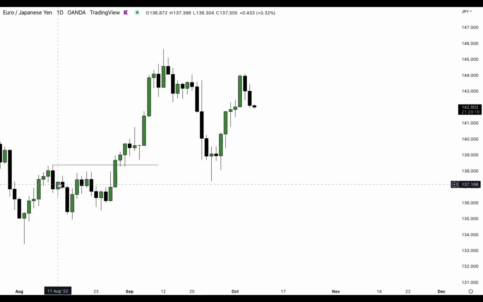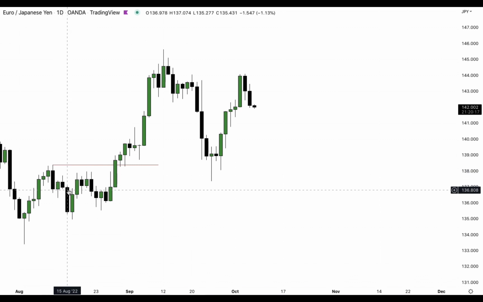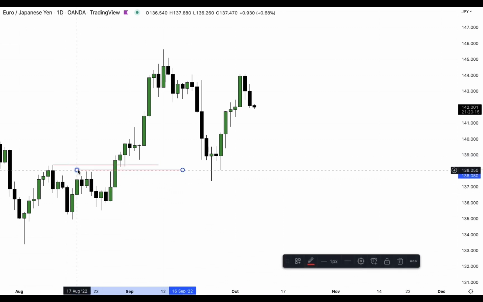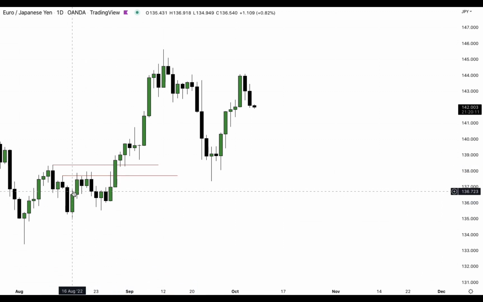Moving on, we can see on here, 1, 2, 3. That's a swing high formation. You can see here as well, 1, 2, 3. This is a swing high formation. That's that swing high right there.